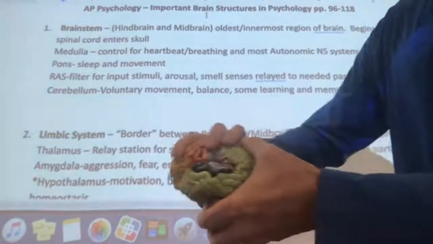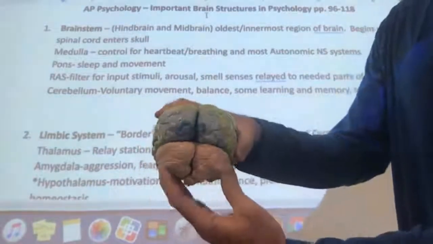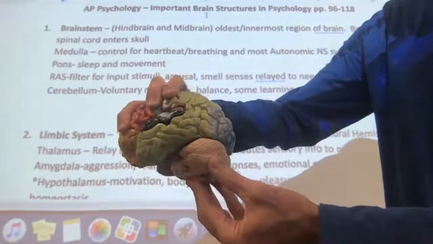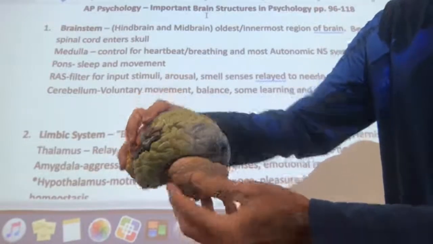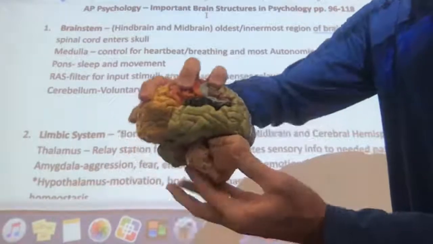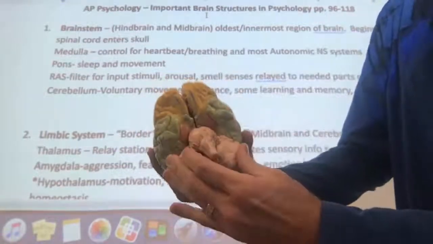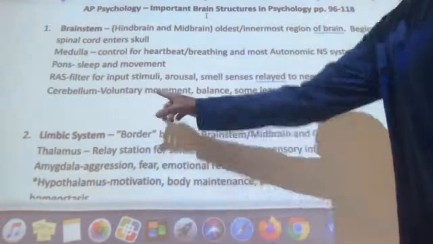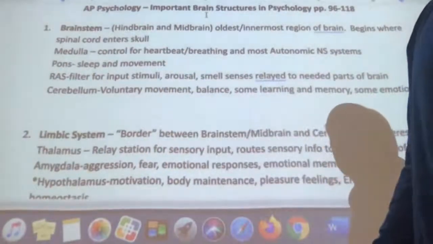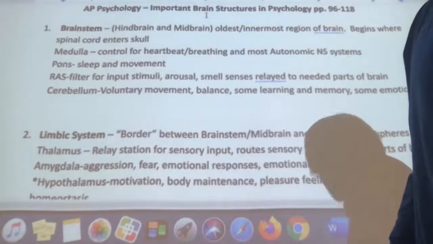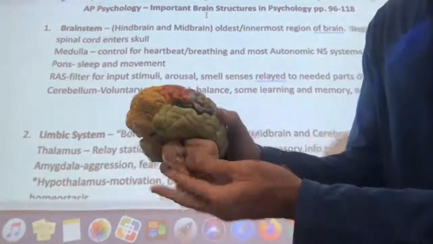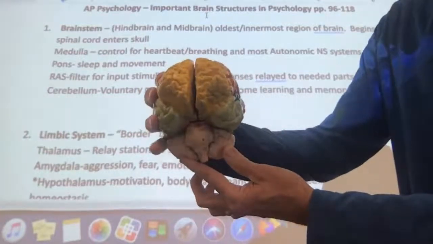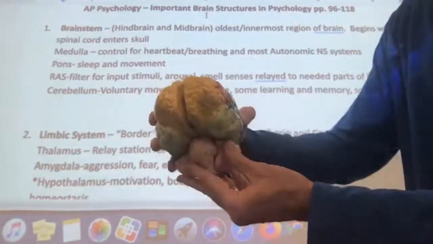And then lastly, at the very back here, we have our cerebellum, which literally means little brain, because it looks like we have 2 brains here. The cerebellum sits on the back of the brain, right behind the brainstem. This controls voluntary movement, balance, learning, memory, and some emotions. But what it's really famous for is that sense of balance and the somatic side of our nervous system, those voluntary movements that we have.